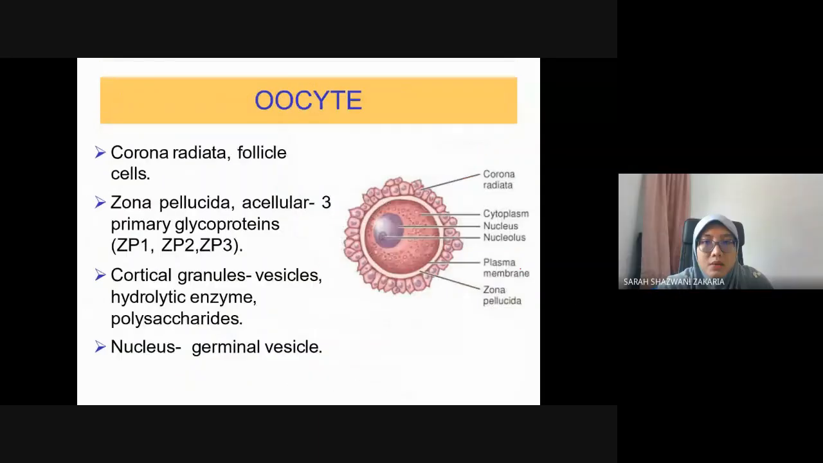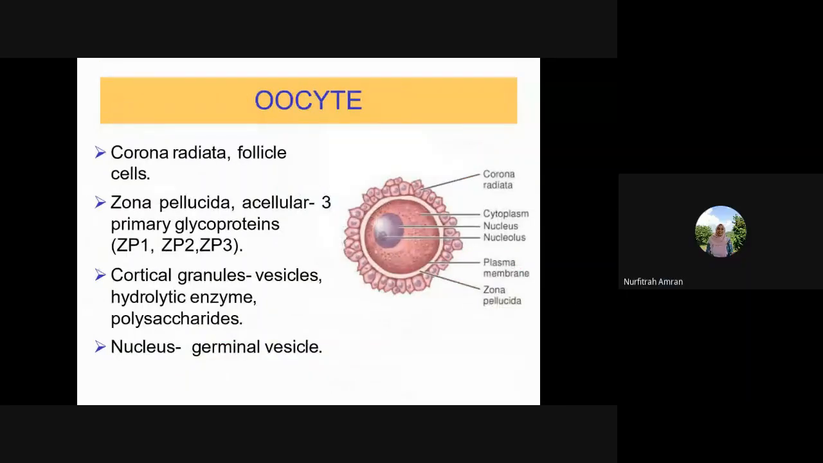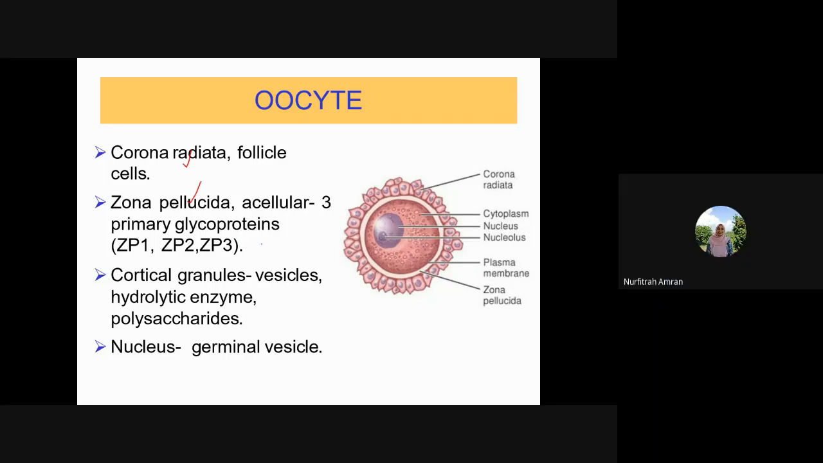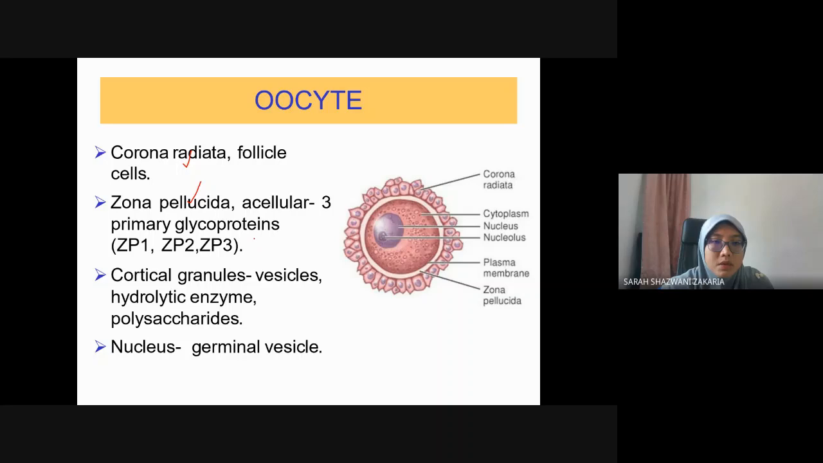Now we understand that we have corona radiata, then zona pellucida, then the vitelline space, and we have the cell membrane and the cytoplasm itself. So really recheck the layers: corona radiata, zona pellucida. We have the glycoprotein receptors, and then the cell membrane. Inside the cell membrane, there are cortical granules.